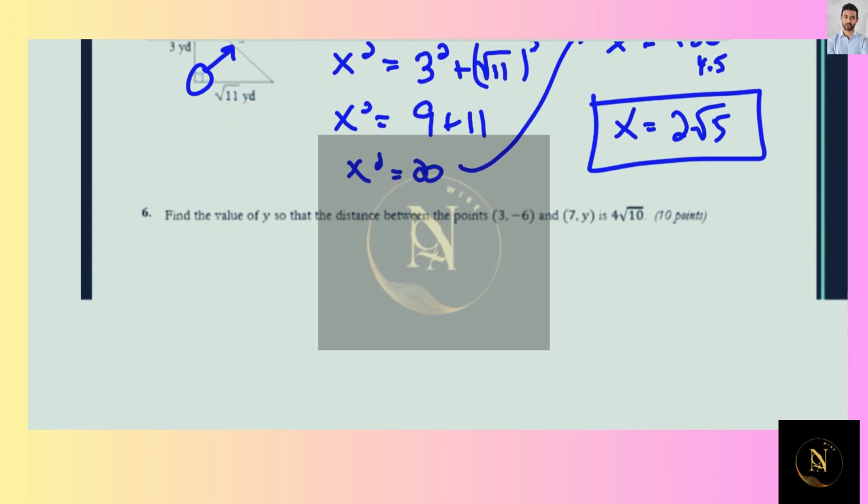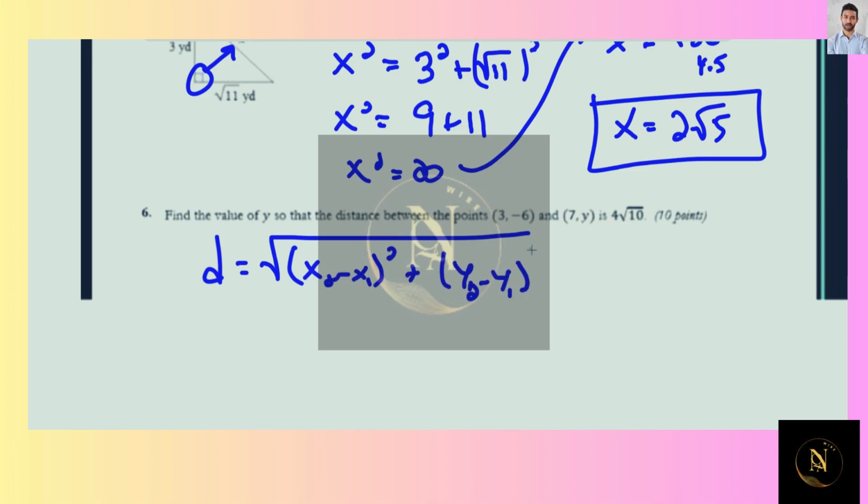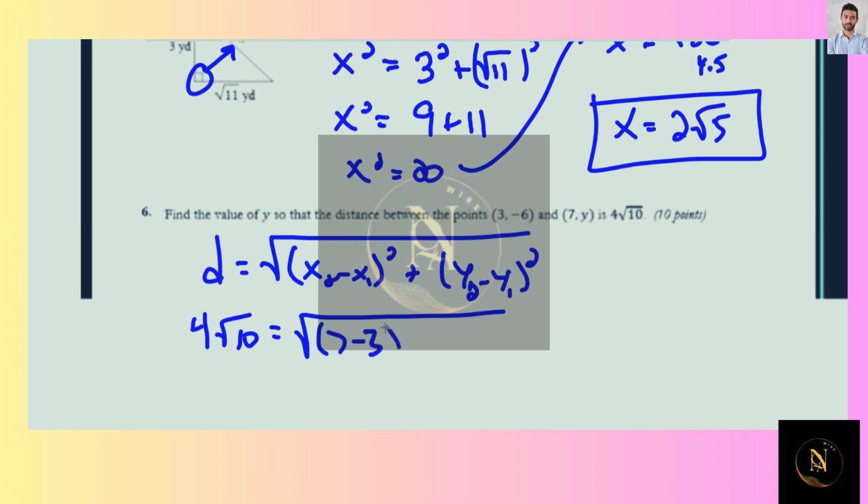We want to find y, so the distance between these two is 4 square root 10. Well, the distance formula is the square root of the difference of your x coordinates squared plus the difference of your y coordinates squared. So if the distance is 4 square root 10, that's equal to the square root of the difference of your x coordinates. I'll do it in the other order, 7 and 3. So 7 minus 3 squared plus y2 is y minus -6, which is y plus 6 squared.